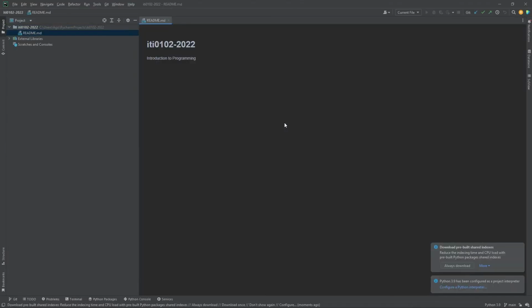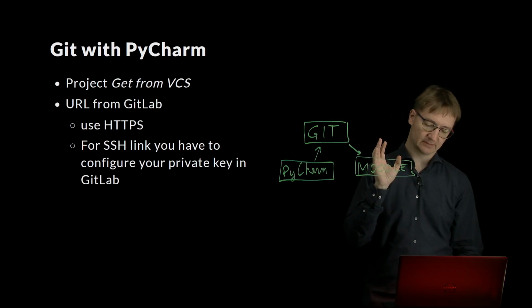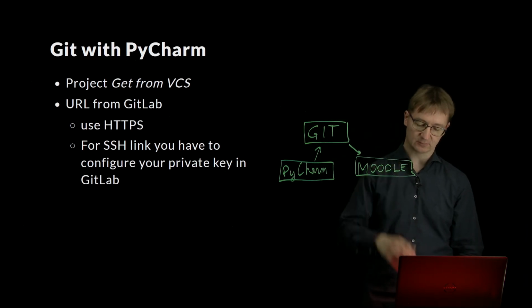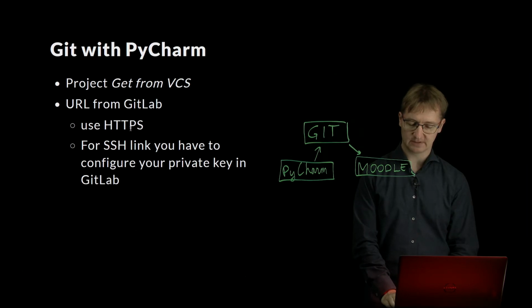Now it took everything from Git, which was only one file, and kind of downloaded or cloned it onto our computer, and now it opens in Pycharm. With Pycharm, the URL we used, I used this HTTPS URL.